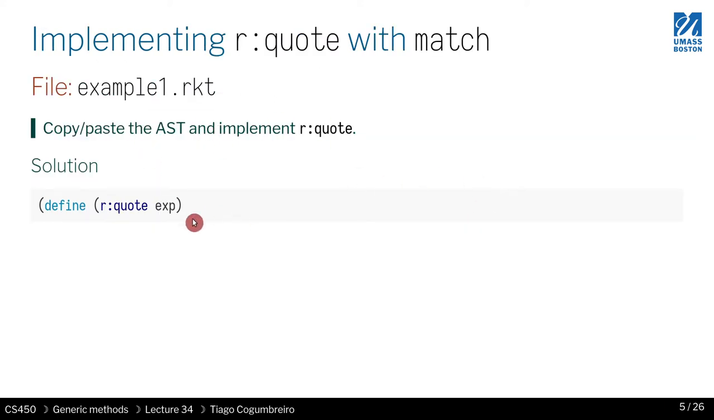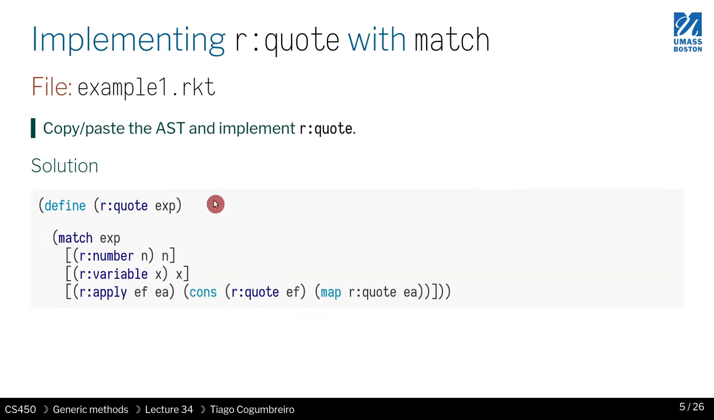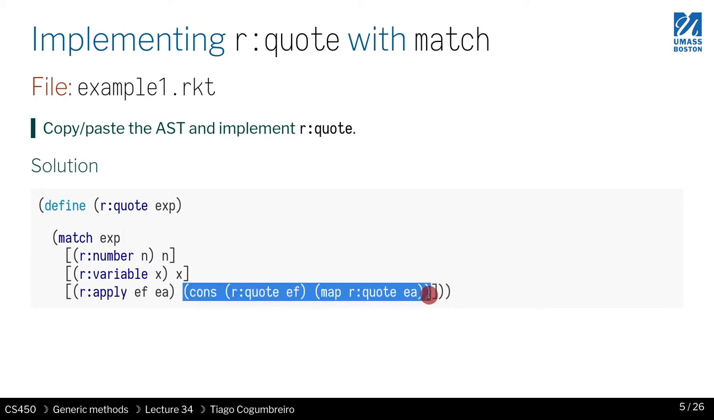And now I would like us to implement quote with matching. And as you can see, it's very easy here in the slide. What we do is we match the expression, and if it's a number, you return n. If it's a variable, return that variable. And then with the apply, what you do is you quote the function, and then you quote every element of the list of arguments. So you can just call map for that. And what you return, you do cons.